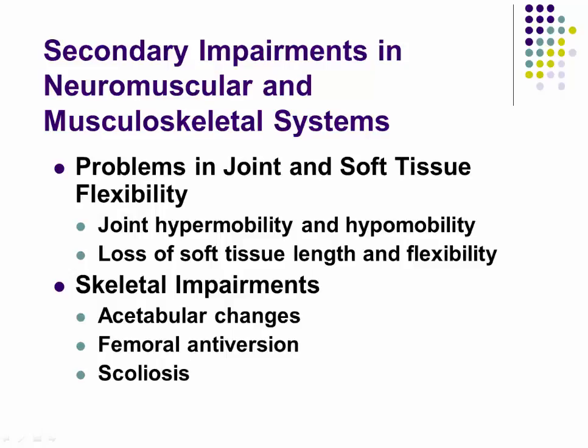There are a number of secondary impairments in children with cerebral palsy that are related to the neuromuscular and the musculoskeletal systems. Joint mobility problems include those that are hypermobile and those that are hypomobile. Hypermobility is going to lead to joint laxity, and there's going to be greater range of motion than is typical. These kiddos are hypotonic. There's usually muscle weakness, and the soft tissue tends to wear and tear.